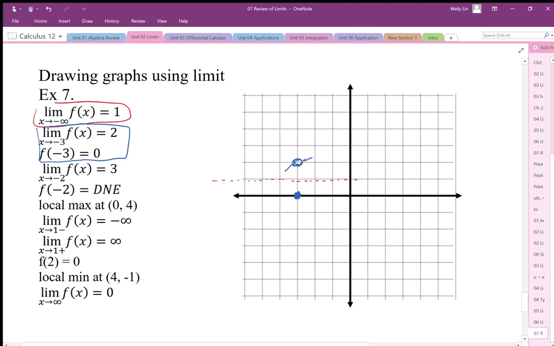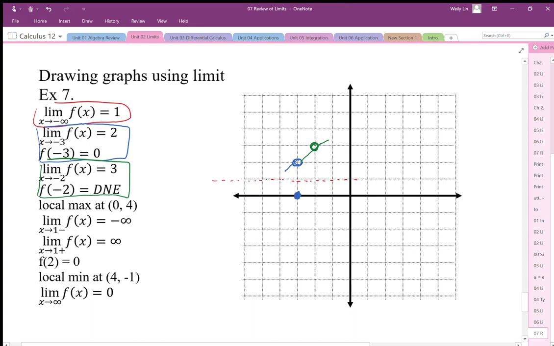As x approaches negative 2, we're going to have a value of 3. So I'm going to do this one in green. And as we approach negative 2 from both sides, we're going to hit a value of 3, and it's going to go through that point like that. And it looks like at negative 2, there's no point that exists there.